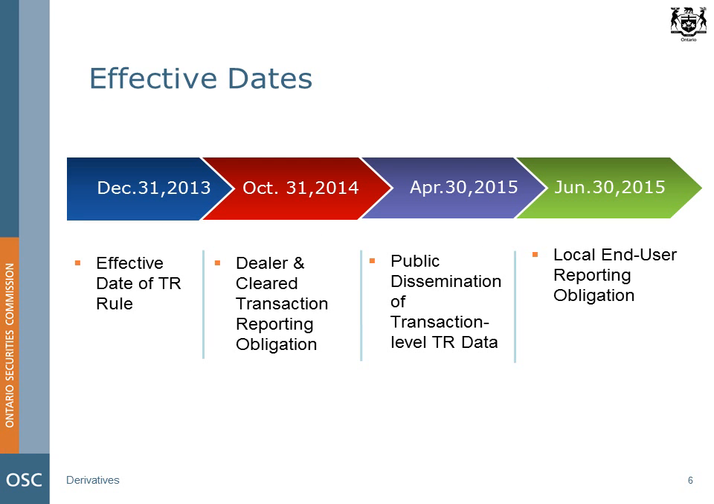This slide summarizes the important dates in respect to the rule and also reflects changes made by the amendments. The Trade Reporting Rule came into force on December 31, 2013. The general reporting obligation for dealers and clearing agencies now begins on October 31st, 2014. Public dissemination of transaction-level reports by a designated trade repository now begins on April 30th, 2015. And the reporting obligation for all other counterparties begins on June 30th, 2015.